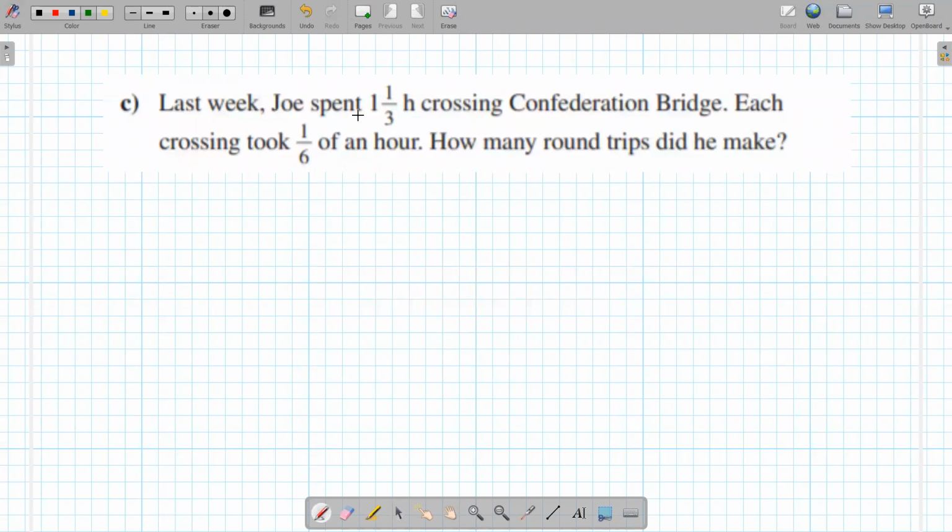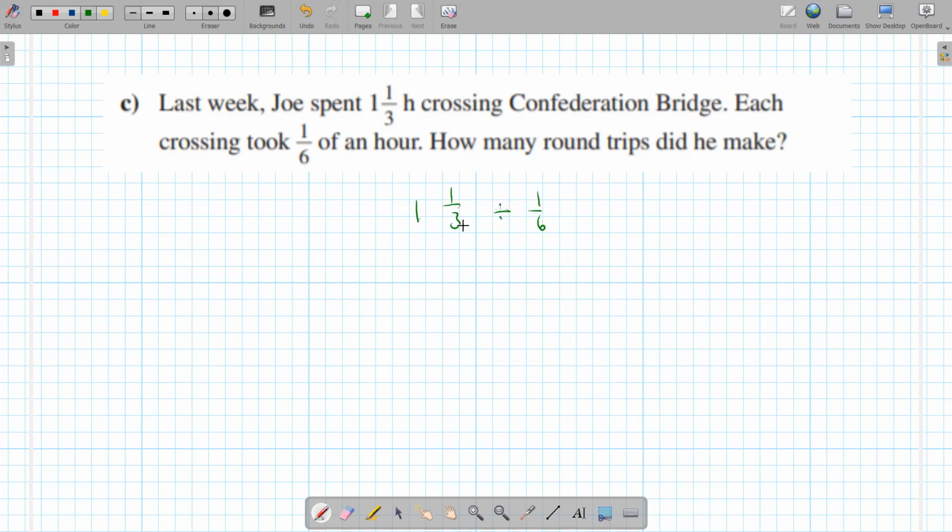So last week, Joe spent 1 and 1/3 hours crossing some bridge. Each crossing took 1/6 of an hour. How many round trips did he make? Do you divide? What over what? 1 and 1/3 divided by 1/6. That's right. 1 and 1/3 divided by 1/6.